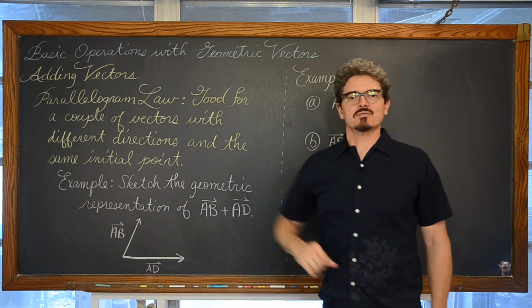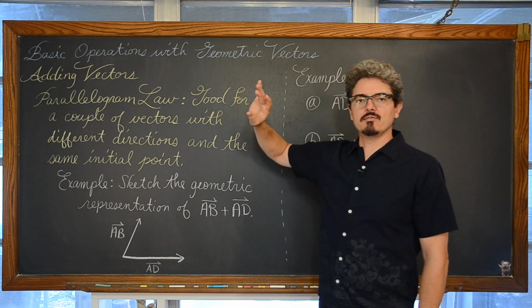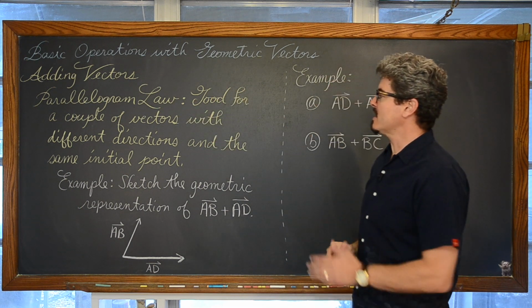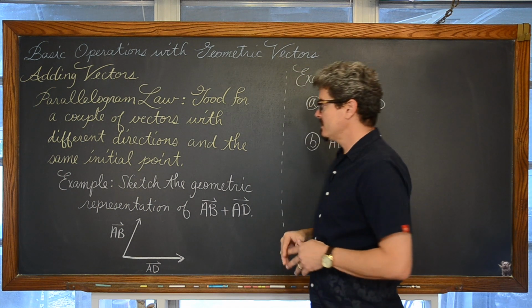We're going to be adding vectors two ways. The more restrictive process of graphing the sum of two vectors is the parallelogram law, and it is good for a couple of vectors with different directions that also share the same initial point.